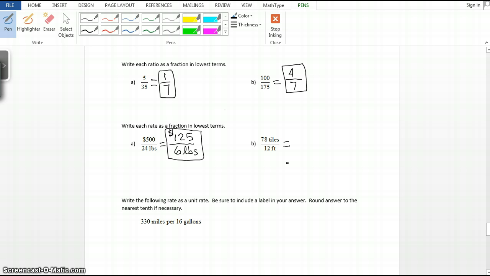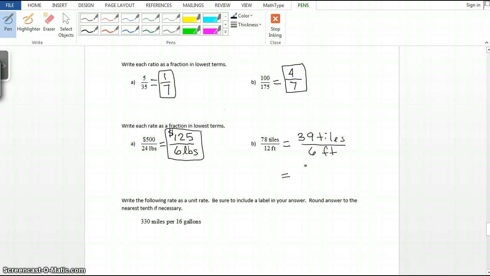Part B is 78 tiles on top, 12 feet on the bottom. Let's take it down by 2. 2 is not the biggest one, but you can see that you can do this in 2 steps. Let's say we only saw a common factor of 2. So 2 goes into 78 39 times. This is 39 tiles, and the 2 goes into 12 6 times, 6 feet.